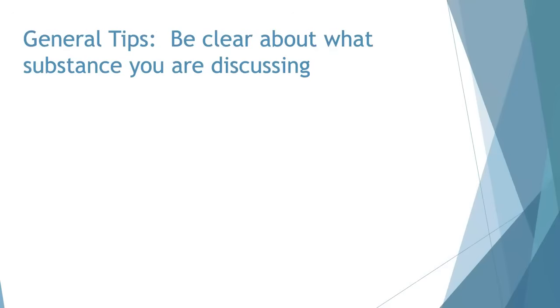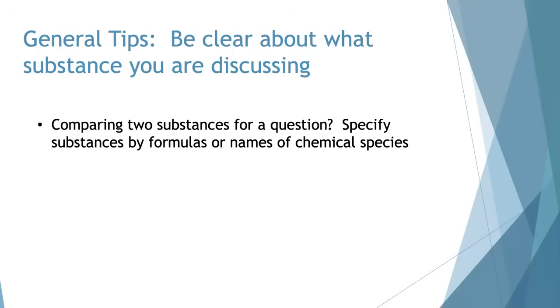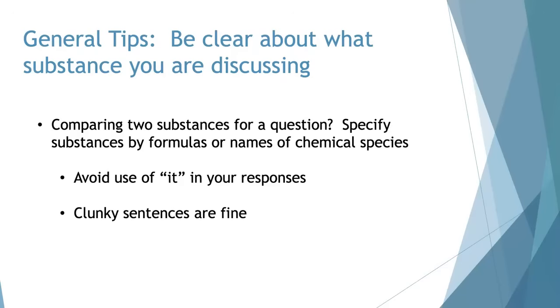In general, you want to make sure you're very clear about what substance or substances you're discussing, especially in questions where it asks you to compare two substances or two species as part of the question. What are you talking about? Be very clear here. Write down the formulas or write down the names, whatever's going to be quicker for you to write down. Try not to say "it." That's just going to lead to confusion. Do you remember which one is which? Will the reader know which species you mean when you say "it"? Probably not. It's best not to go there.